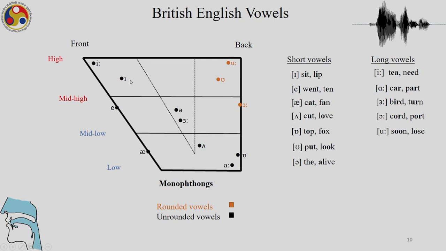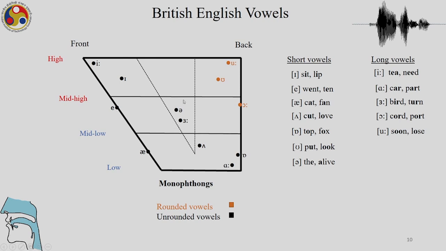And then we have the lax counterparts, which are shorter. E, for instance, is a high vowel, which is front as well as unrounded, just like the long E, but it is not long, and it is a lax vowel. Similarly, U is also a lax vowel. It is high and back and rounded, just like the long U, but it is lax and short. Similarly, we have the A and A vowels, and although we saw that American English has a slightly lower vowel, the British English vowel here is longer. There are differences depending on where this is spoken.